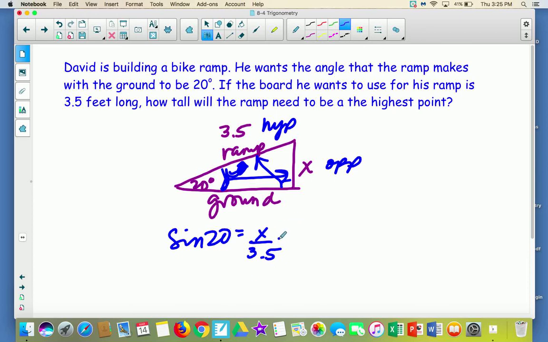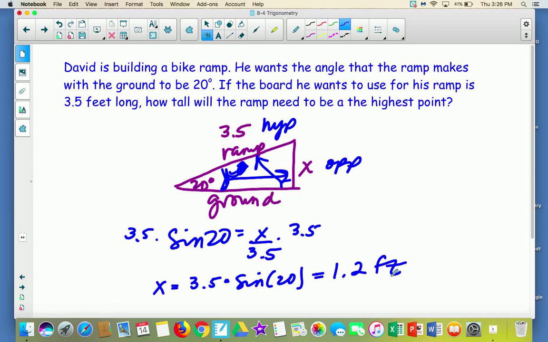How do we get x by itself? We're going to multiply by 3.5 on both sides. So in your calculator, go ahead and type 3.5 times the sine of 20. And what do we get when we type that in? About 1.2 feet.